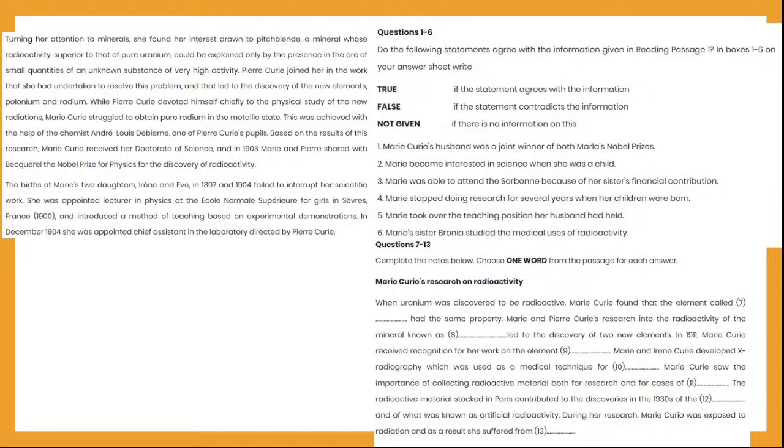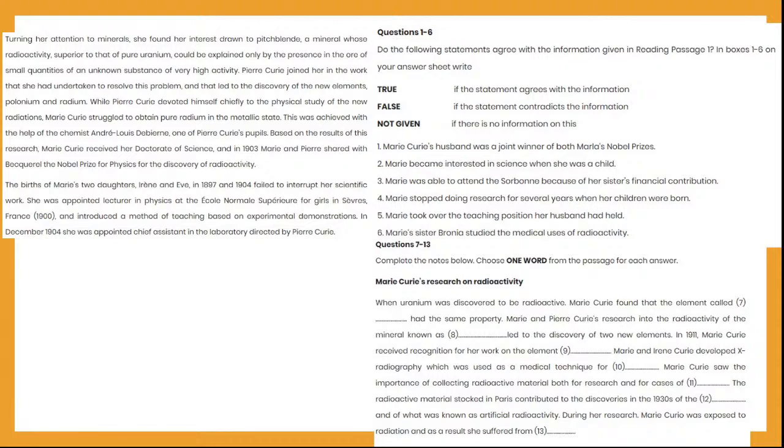Let's see. Marie and Pierre Curie's research into... So they both were doing research. Marie and her husband, they were together. Pierre Curie joined her work. That means they were together now, and she had undertaken to resolve the problem. Let's see where this mineral is mentioned here.